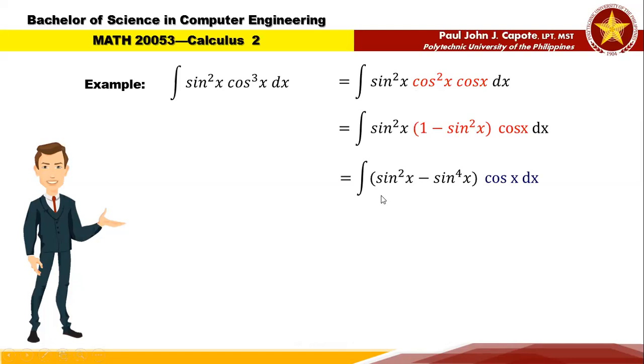Then we will apply u substitution. We let u equals sine x. Now, if we are to derive u with respect to x, the derivative of sine x is equal to cosine x dx.